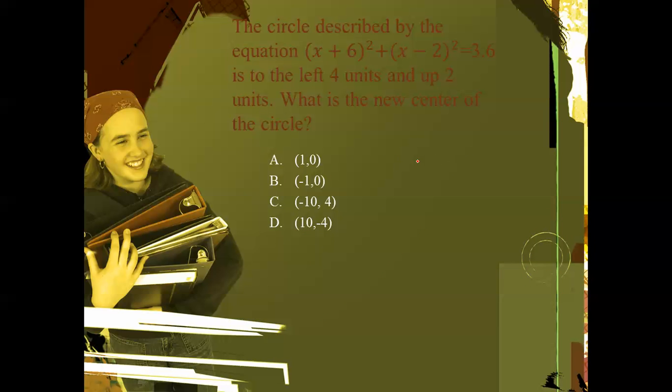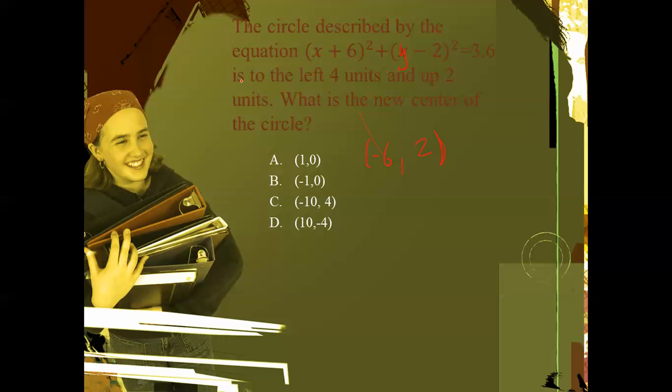Okay, so this one deals with translating. Okay, we're moving it. It says the circle described by the equation x plus 6 squared plus y minus 2 squared equals 3.6 is shifted to the left 4 units and up 2 units. What is the new center of the circle? Okay, so the first thing you have to know is the old center, right? And so here, if we have a positive 6, that means that the center is at -6. And if we have a -2, that means the center was at +2.